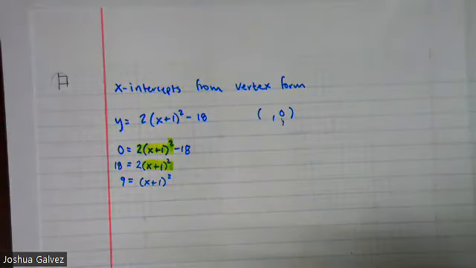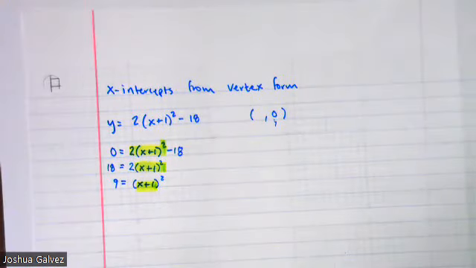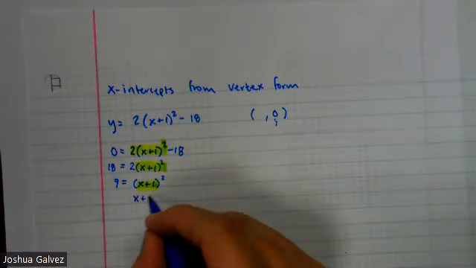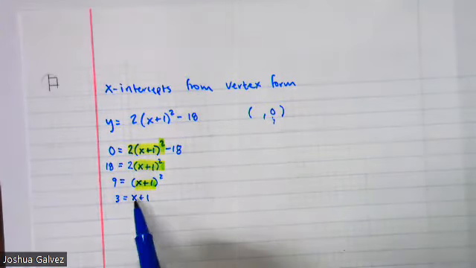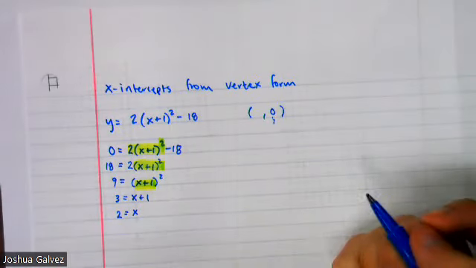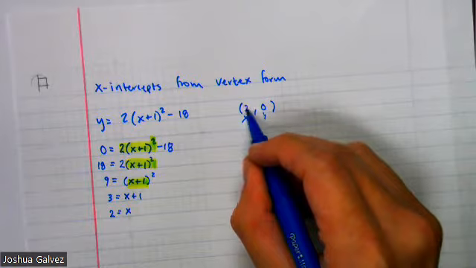Now, repeat again. So all that highlighted stuff squared is going to equal 9. And we know that 3 squared equals 9. So we could say that x plus 1 equals 3. And from here, if x plus 1 equals 3, then we can say that x has to be 2. And that gives us one of our x-intercepts. So x has to be 2.